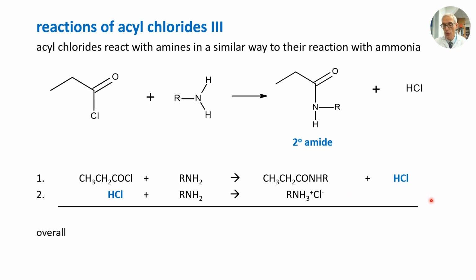Could you deduce or calculate the overall reaction equation for the reaction between propanoyl chloride and excess primary amine? Come back to check when you're ready. Okay, so revealing. Secondary amide and of course our ammonium chloride product.